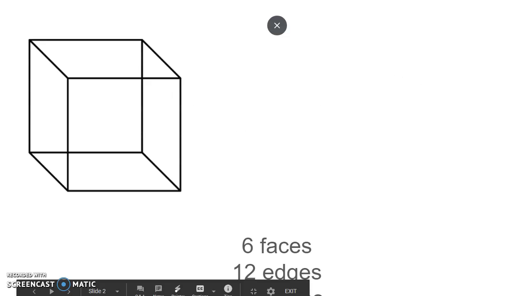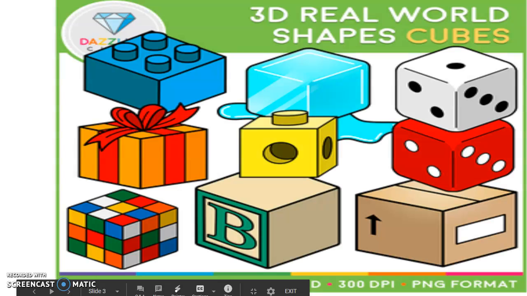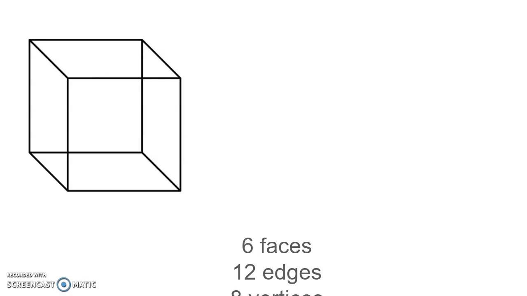Alright guys, we're going to talk about what makes a cube. And if you remember, the cube that we made had 6 faces, 12 edges, and 8 vertices. Okay, so that matches the cube that we see in the picture.